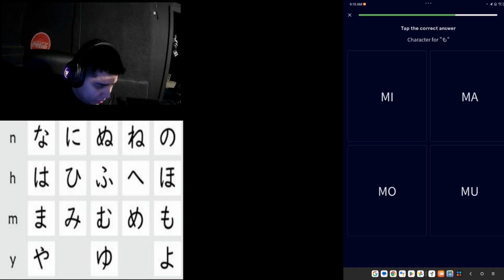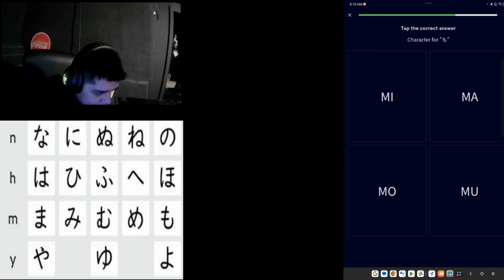Then there we go with mo, which looks like the hook from mu, but this one doesn't have the little circle in it, right? The circle is like a moon. Mo, moon.